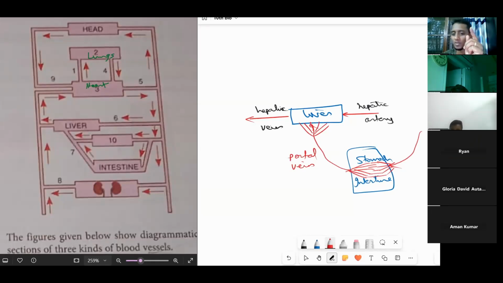Next, this portal vein is going to the liver. So we call it a hepatic portal vein. Is everyone clear the name of this blood vessel? The hepatic portal vein. All right, so we have a hepatic artery entering into the liver. We have a hepatic portal vein entering into the liver from the intestines. And we have a hepatic vein that is leaving the liver. Everyone clear on this? Draw this diagram.